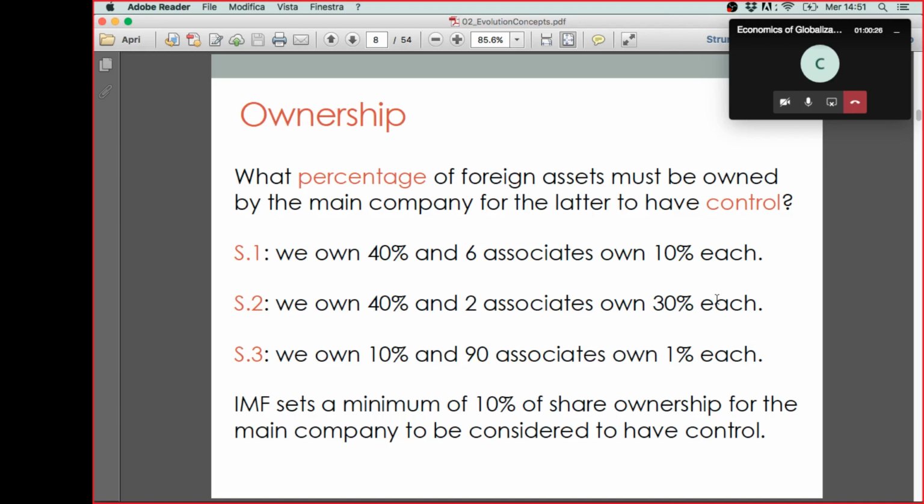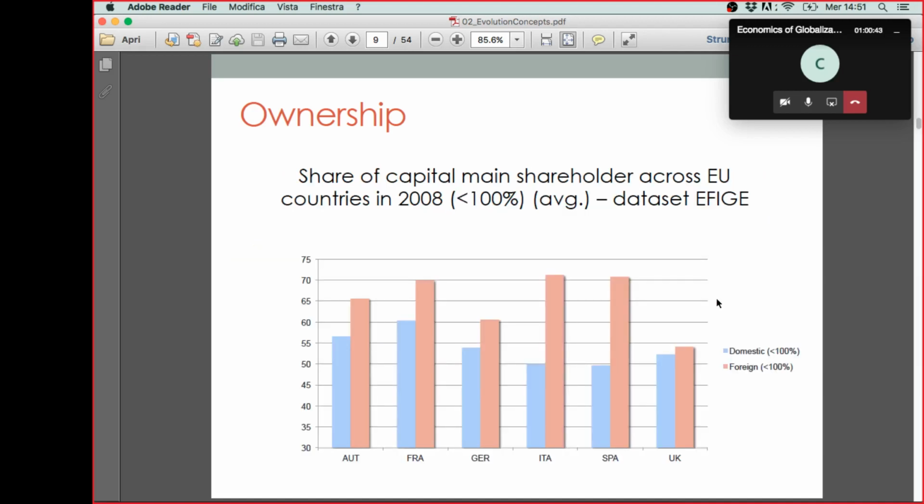This picture shows you, for instance, that I made this picture actually. This picture comes from a data set that I use for my research, which is called the Fiji data set. It is a survey that was conducted in 2008, so it's a bit old, but it is very useful because it was conducted before the Great Recession, so before the Lehman Brothers bankruptcy.